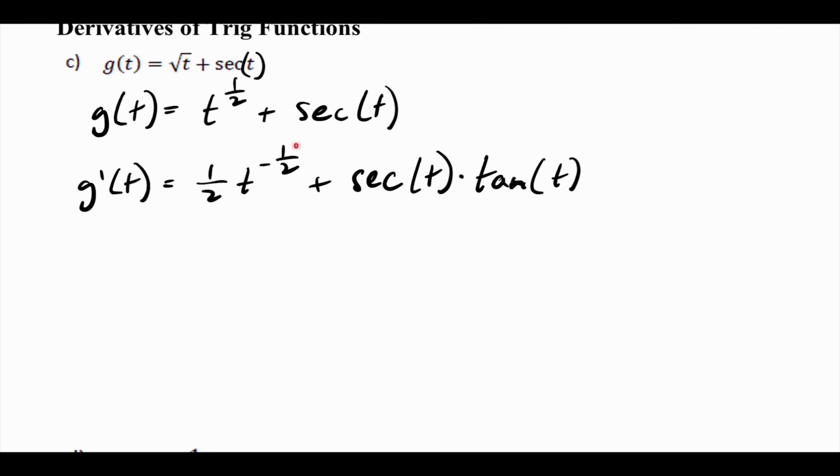I still have a negative here, right? So I got to take care of that. So I get a 1 on top, 2 on bottom. So it's going to be root t plus secant t times tangent t.